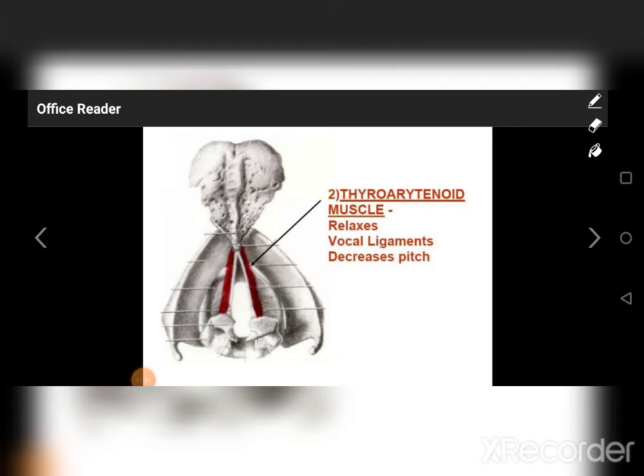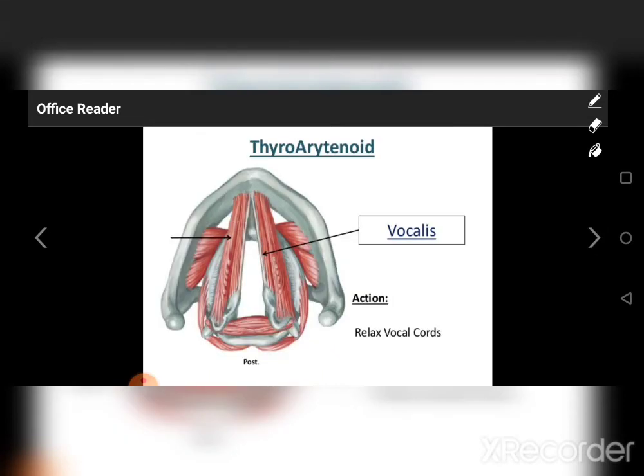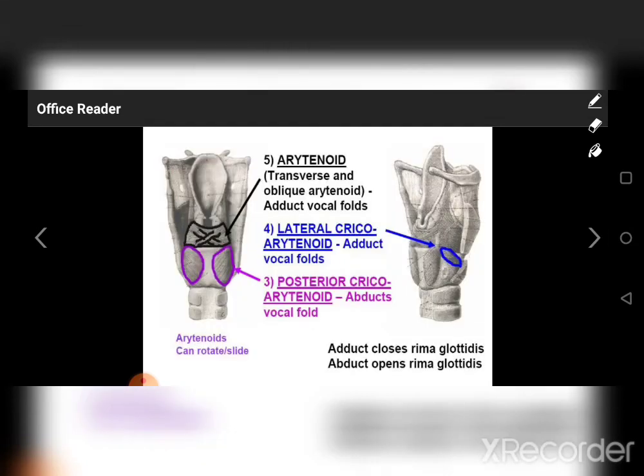Then the second muscle is the thyroarytenoid muscle. It relaxes the vocal ligaments and decreases the pitch. So it is antagonistic to the cricothyroid muscle. This thyroarytenoid muscle is known as the vocalis muscle over here. It relaxes the vocal cords.